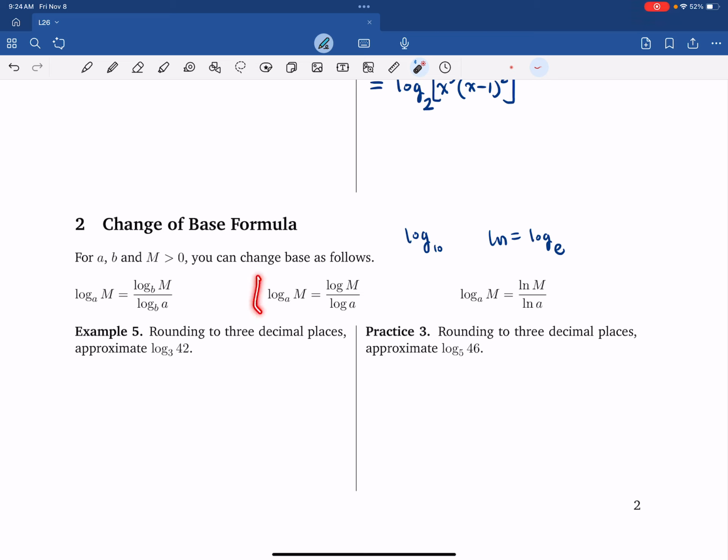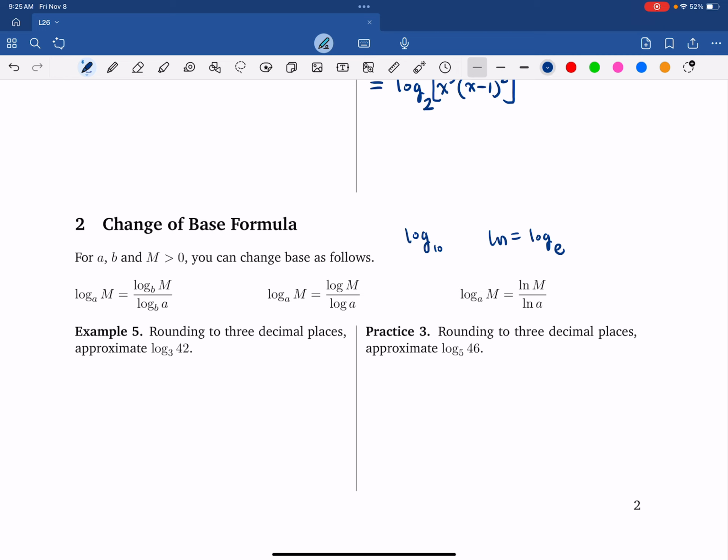The other two formulas right here: this one just changes the base to 10. That's why there's a common log, so it's just 10 and 10 right here. Or you could change them to natural log, so ln m over ln a. These two are just specific examples of changing that base to either 10 or e. And I would recommend you do either 10 or e, because those two your calculator will be able to handle.